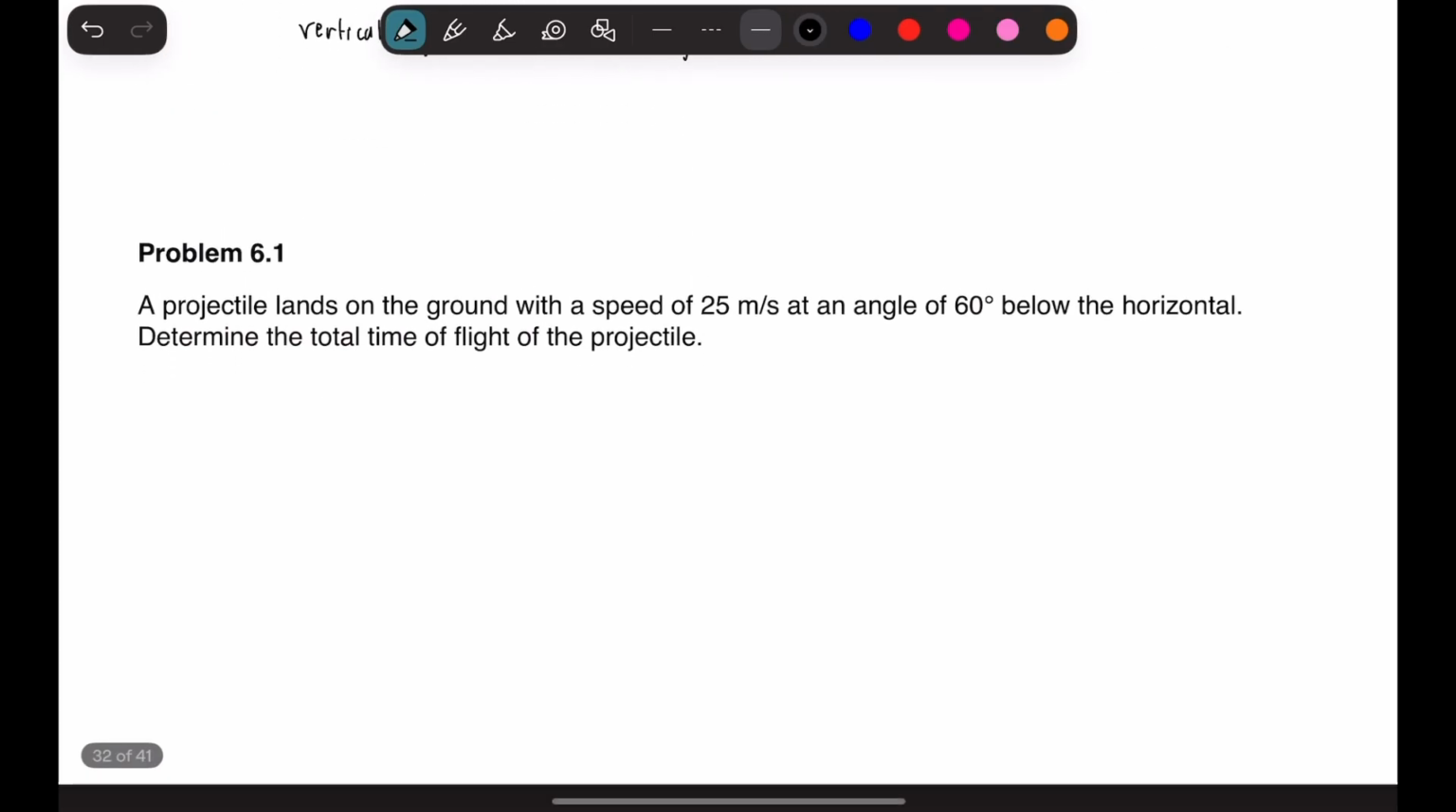A projectile lands on the ground with a speed of 25 meters per second at an angle of 60 degrees below the horizontal. Determine the total flight time of the projectile. So we can find the vertical velocity, Vy, which is negative 25 sine 60 degrees from v initial sine theta. So now Vy is equal to v initial y minus gt. Solving for t, we have v initial y minus Vy divided by g.